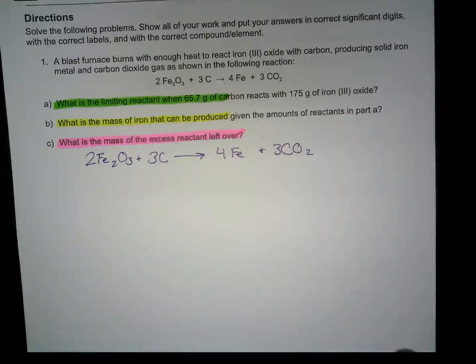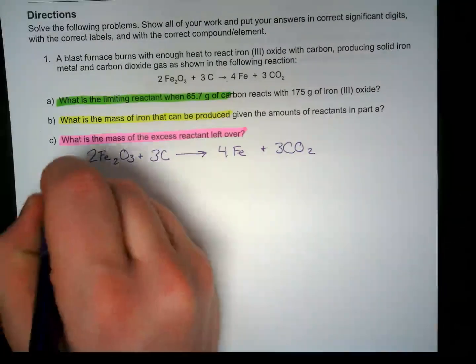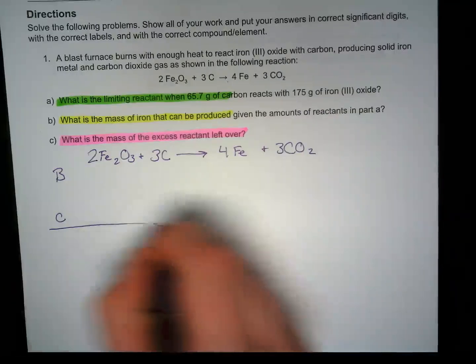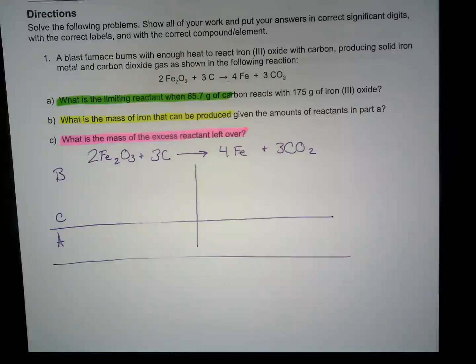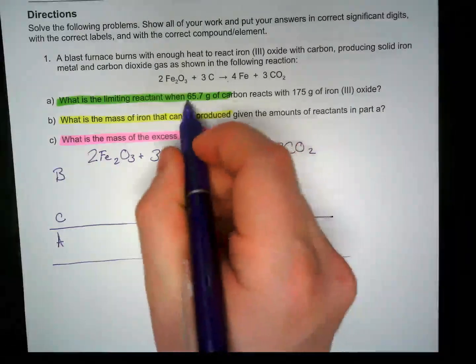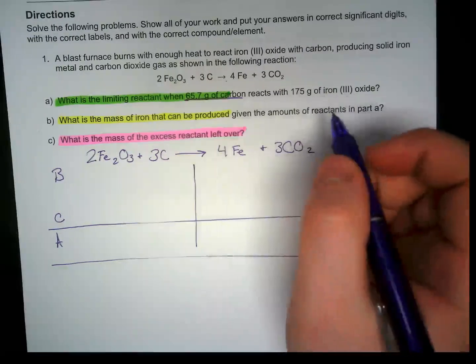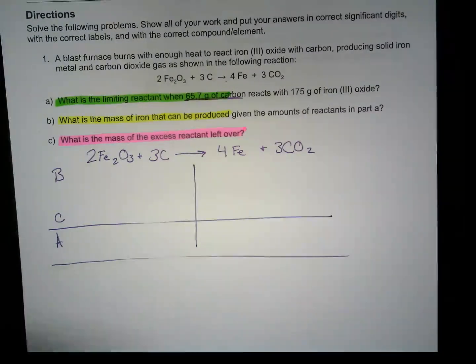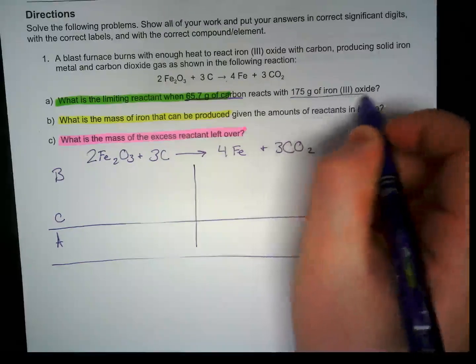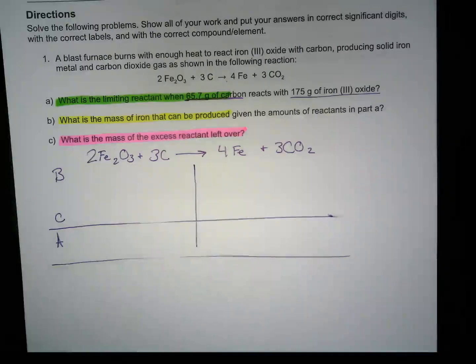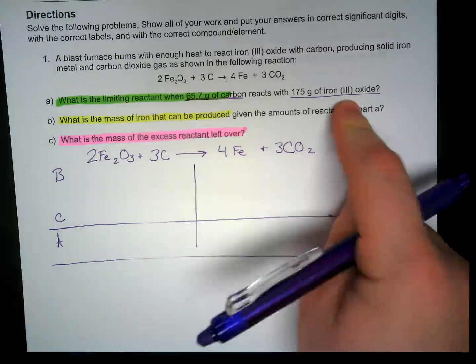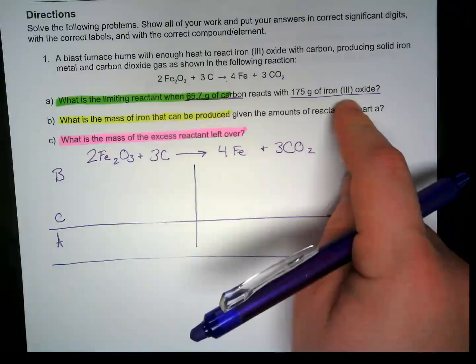I'm just going to quick make my BCA chart. All right, so it looks like this is what we're starting off with. We're given 65.7 grams of carbon. We're given 175 grams of iron 3 oxide. Because we're not given moles of this stuff, the first thing we have to do is convert the grams of our reactants to moles of our reactants.